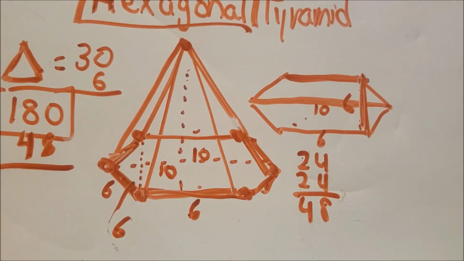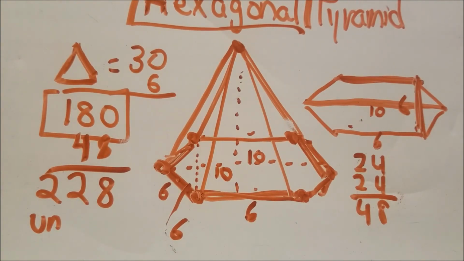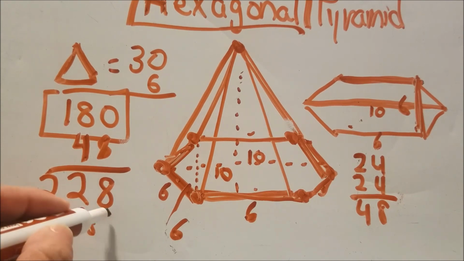So what is the total area now? Of 180 and 48? 228 units. Bring that over so we see it. Got it? Units squared.